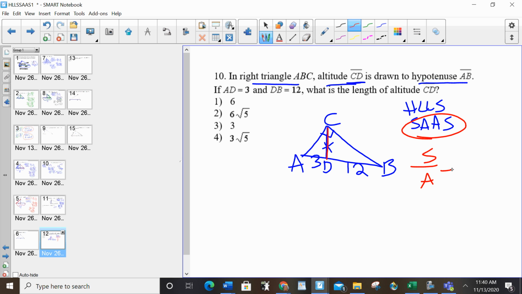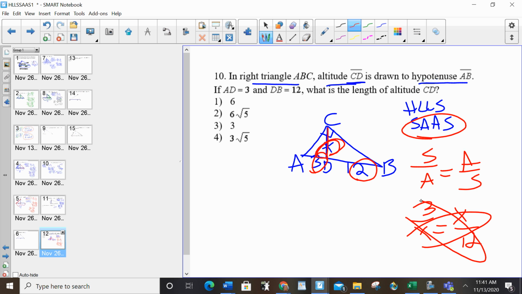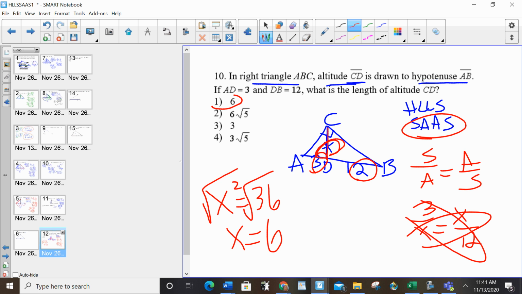S over A equals A over S. S is 3, A is X, A is X. Always the same thing in the bottom left and top right. S is 12. Cross multiply and solve. To get rid of the squared, I do the square root. X is 6.